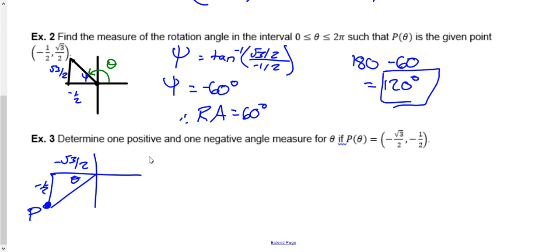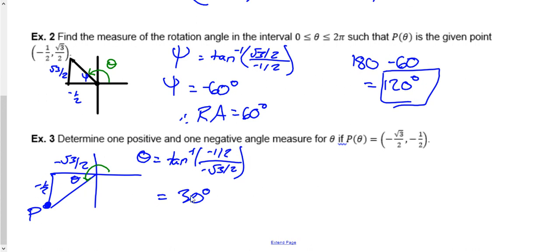So again, we're just going to run theta equals tan inverse of your opposite side, negative 1/2, over your adjacent side, negative root 3 over 2. And that's going to get you on your calculator 30 degrees. And it says you want to find one positive, one negative for this angle. So to find this full rotation right here, it's going to be 180 plus 30.